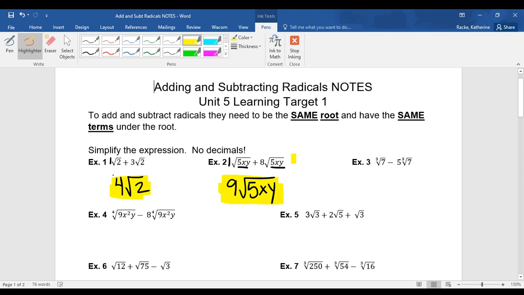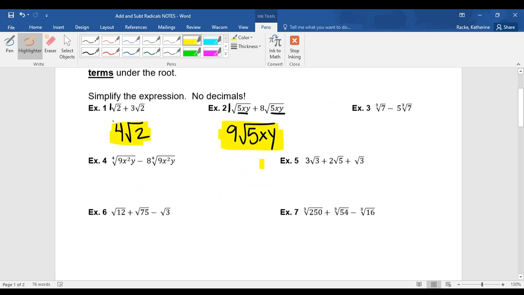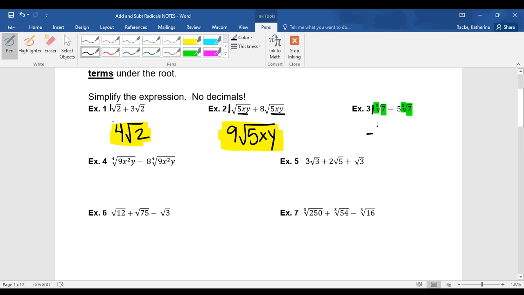All right, example 3 now. Cube root of 7 minus 5 cube root of 7. So they are both cube roots, okay? And they're both the cube root of 7. So same root, same radical. Now I'm going to subtract them. So it would be 1 minus 5 to give me a negative 4 cube root of 7 for my answer.